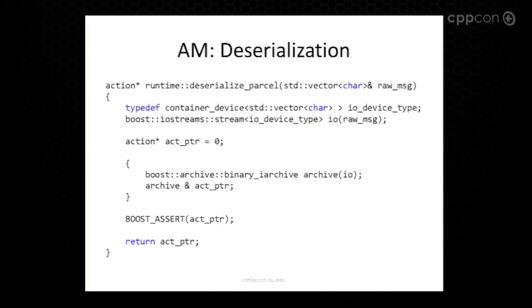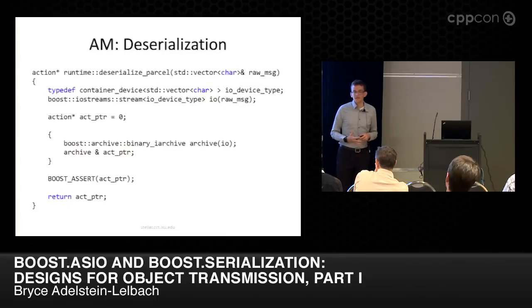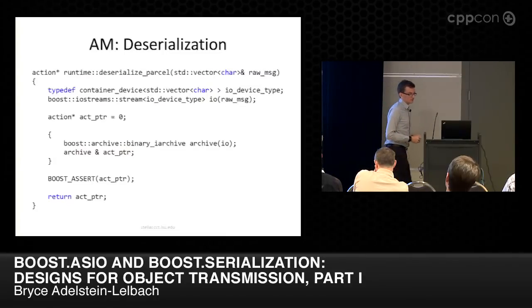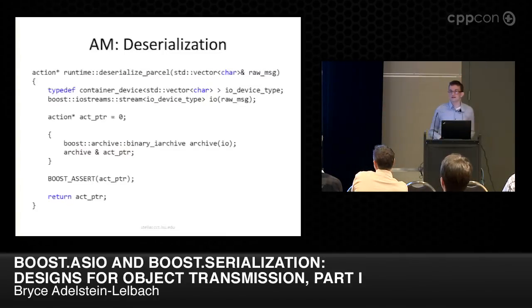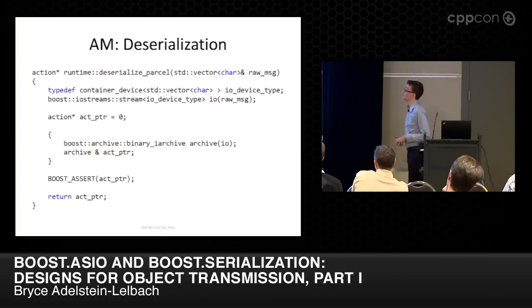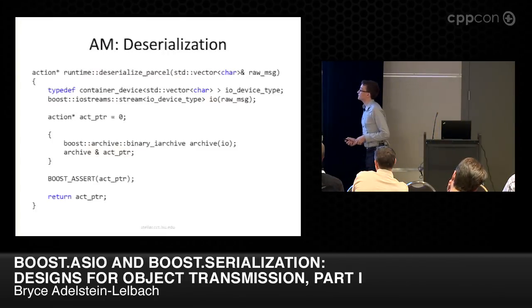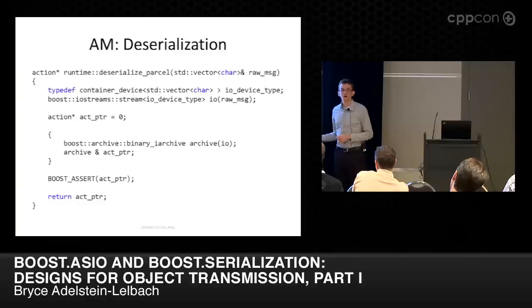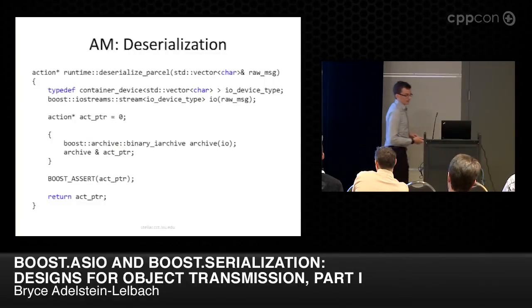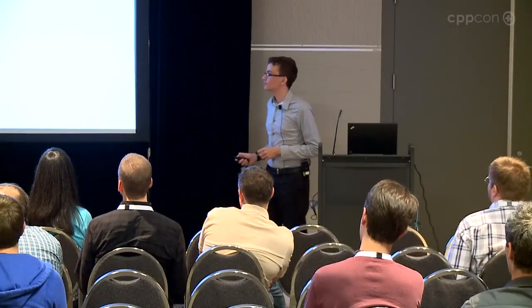All right, here's what the deserialized parcel looks like. We've got this container device. This is from the Boost.Iostreams library. This is a way to turn a std vector into something that looks like a stream. So we're building an I/O stream that goes into a std vector. And then we've got this action pointer, our base class pointer. We want to read from this binary archive into this pointer. So we just go and do the read. Ta-da, we've gotten our pointer. It's been reconstructed from whatever it was.